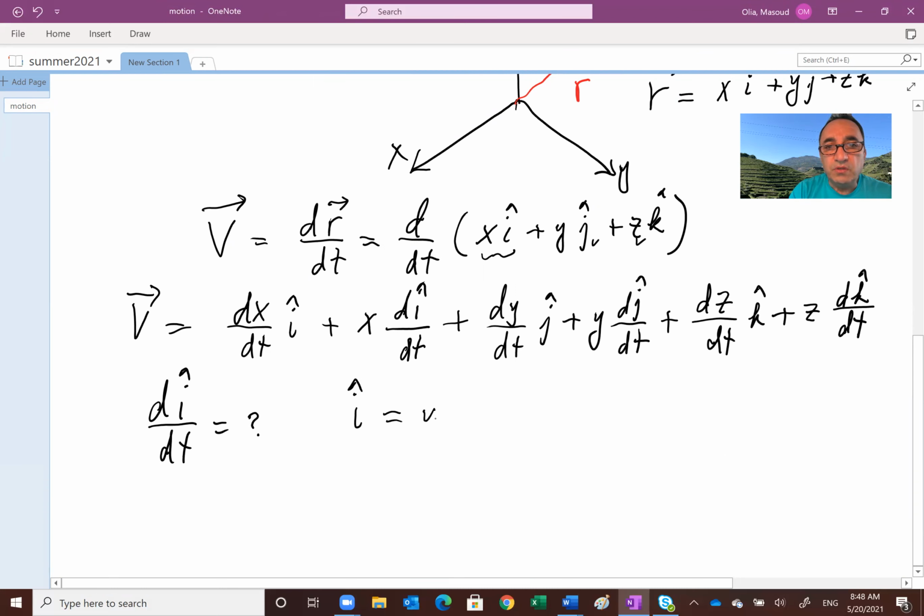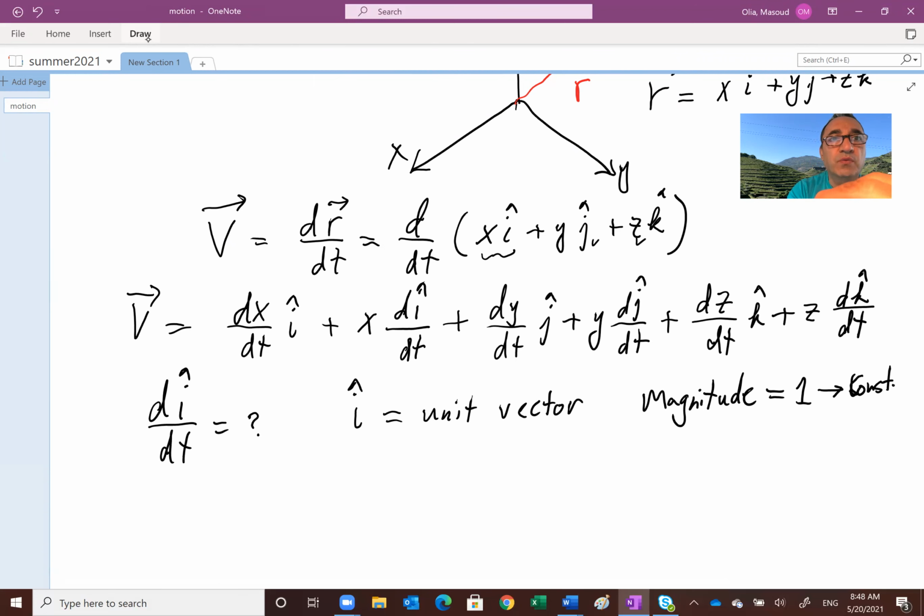All right, i is what? i is a unit vector. Its magnitude is equal to 1, right? It's 1 unit. So magnitude is constant. That's a constant, right? And its direction is what? The direction is always along what? The x-axis. It is a vector that always points along the x-axis. That's i. So the direction is also constant.